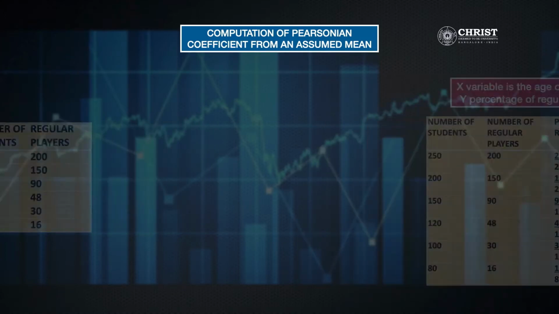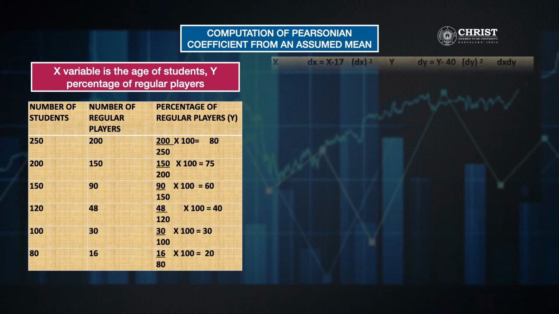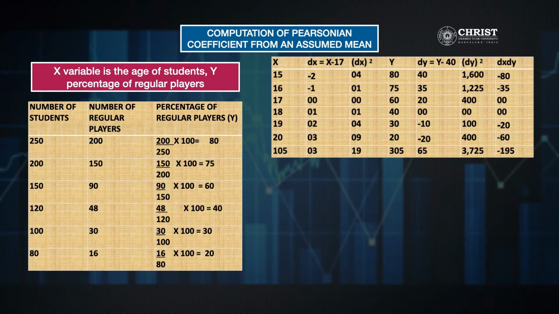Now we have to do the computation. The x series values are 15 to 20 and the y series values are the computed values. Now we are taking deviation of x from an assumed mean. We are taking deviations from 17, and for y we are taking deviations from 40. So dx values are there, dx square values are there. Similarly, dy values, dy square values, and dx into dy values are also there. The total of dx dy is minus 195, dy square is 3725, dy total is 65, dx square is 19 and dx total is 3.